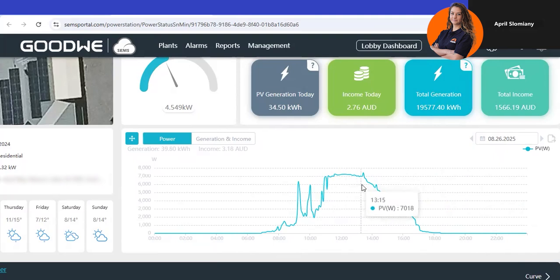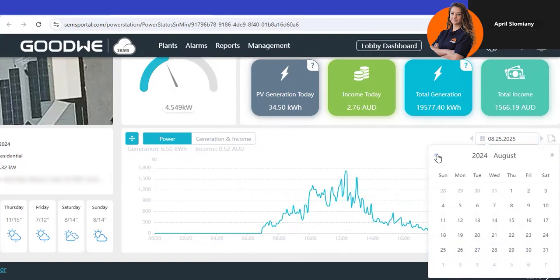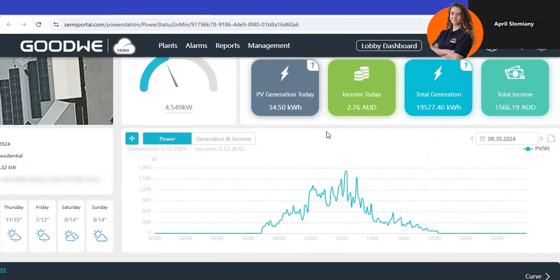So yesterday was a slightly better day. We had a bit of much smoother generation. This date you can use to navigate back to any point in the system's lifespan, so even back into last year, and it'll show you exactly what that system was generating on that day.